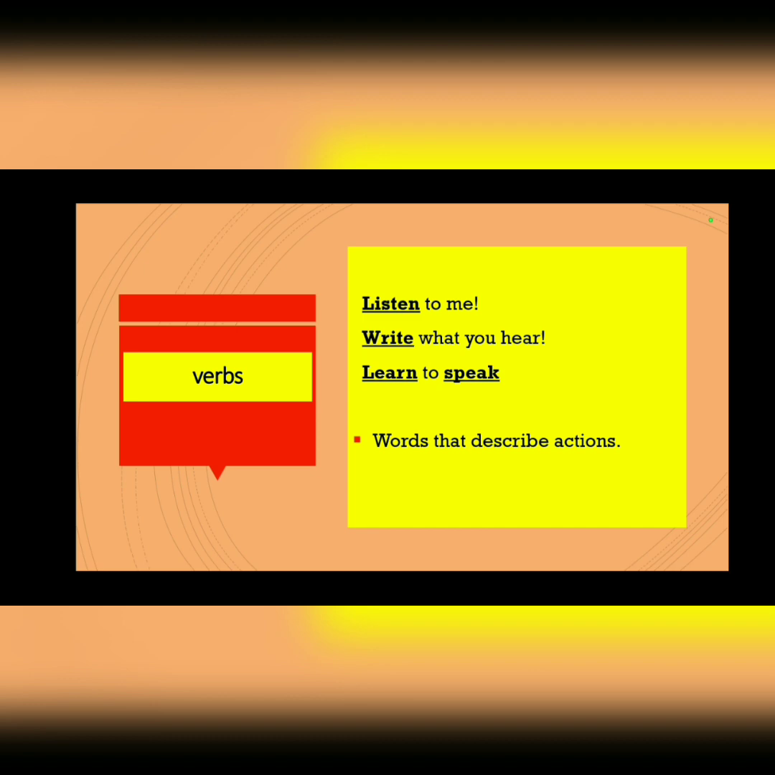Okay, part of speech number 4. Verbs. Listen to me. Write what you hear. Learn to speak. Everything that is in bold here is a verb. We use them all the time. Verbs are words that describe actions.